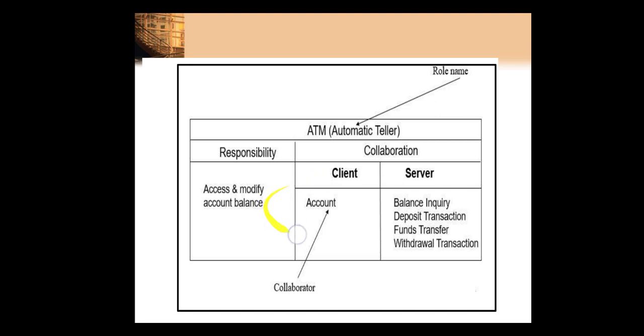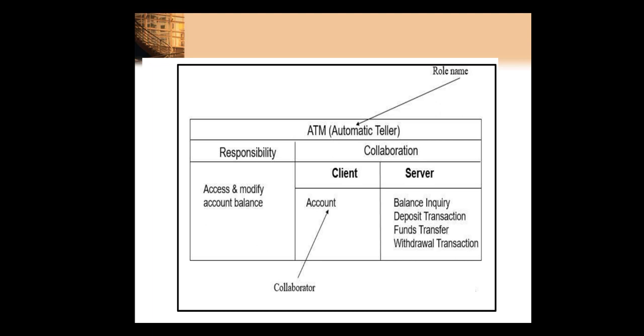So on the client side, the ATM system collaborates with another class, that is nothing but account, because whenever the user wants to withdraw cash, deposit cash, or do any operation on the ATM system, in that case ATM has to collaborate with the account class, so that it will get all the information of that customer's account. Okay, and on the server side, it will give the balance inquiry, deposit transaction, funds transfer, and withdrawal transaction. All these are responsibilities of the ATM system on the server side, and on the client side it collaborates with the account class. Understood?